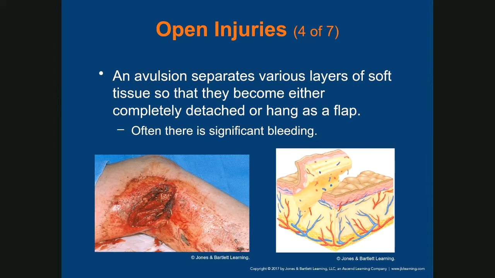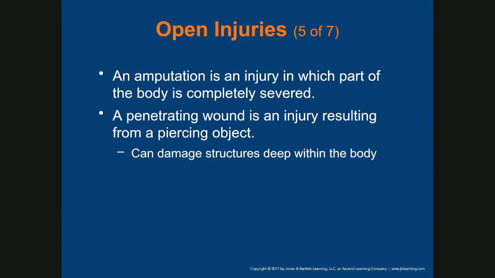An avulsion separates various layers of soft tissue so that they become either completely detached or a flap. Often there is significant bleeding, right? So all that is holding it together is a piece of skin. Now, the amputation is when the limb is completely severed. So an amputation is an injury in which part of the body is completely severed.